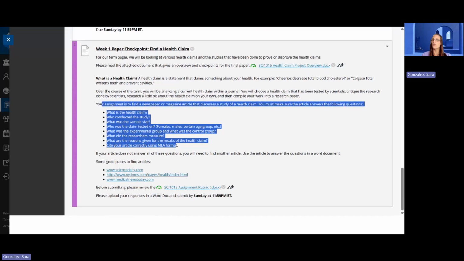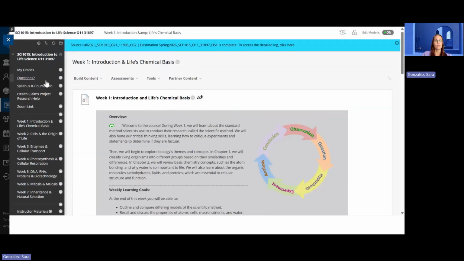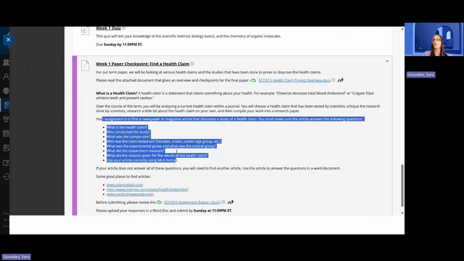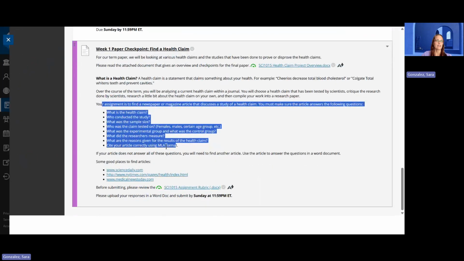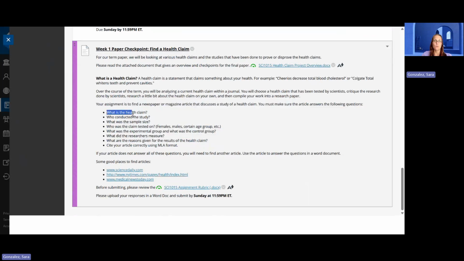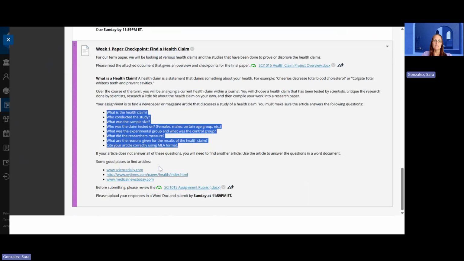If you need help or you're stuck, just let me know. This information and these links, as well as the Health Claim Project help, should be a good way to find a health claim. Basically, for your checkpoint, you're going to be addressing these questions and submitting that information by Sunday as well.